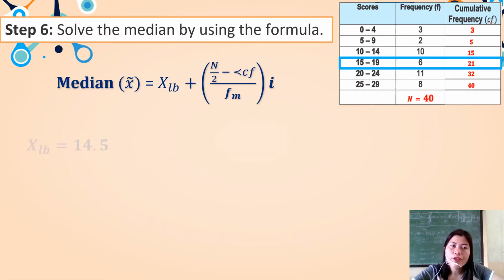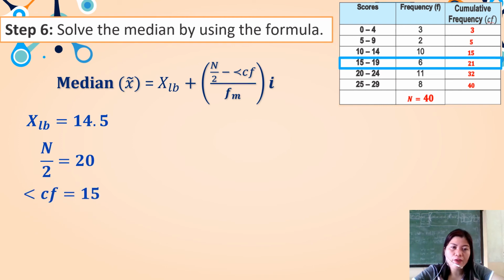After that, you are going to solve for the median by using the formula. We have the median, so you have there 14.5, n over 2 is 20, then less than CF is 15, and then F sub m is 6.